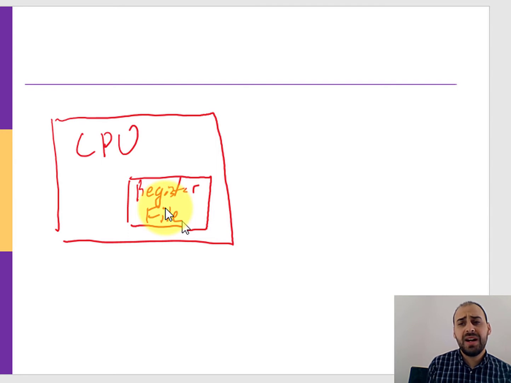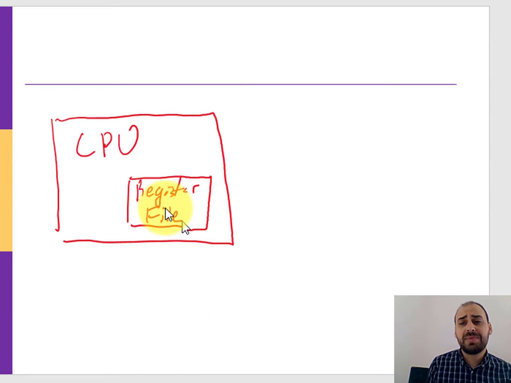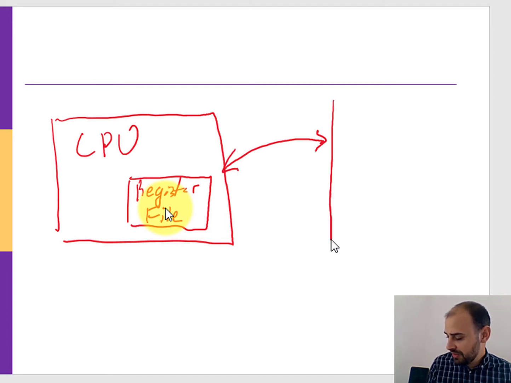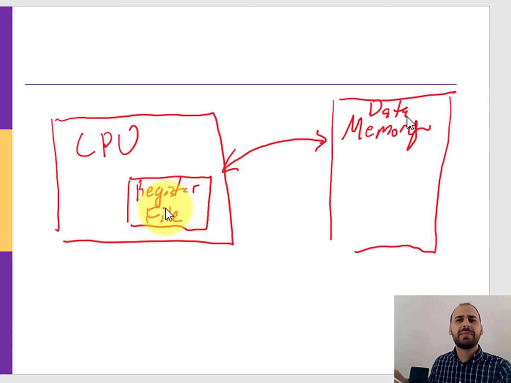Meaning that they're exceptionally fast. They operate at the speed of the CPU itself. And we're going to look at this in relation to memory. We have seen in the prior video that there are many different levels of memory, this so-called memory hierarchy. And here I'm just going to condense that into one single block. We can even call it data memory. We're just going to assume that this is all other memory that's not the CPU.